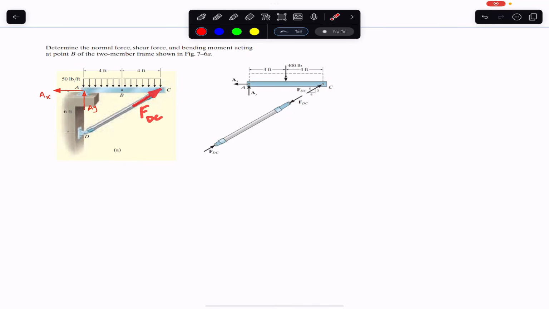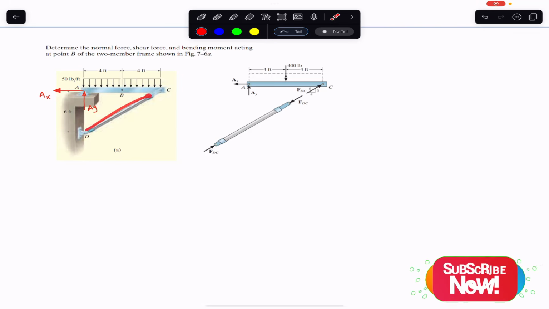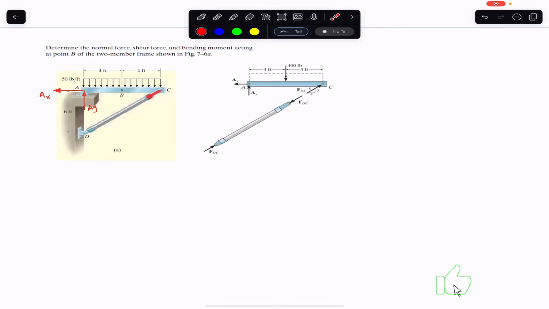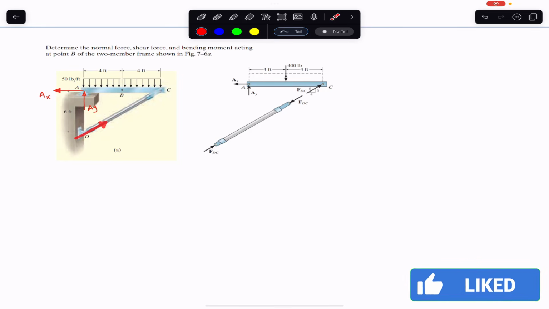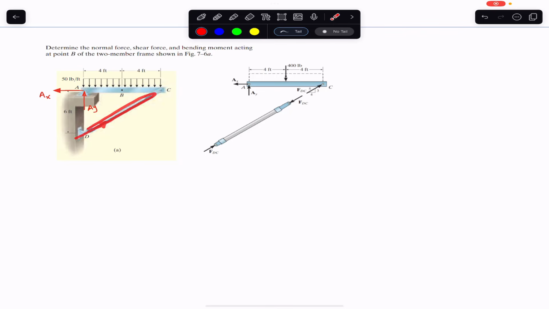So this is FDC, and as a reaction this AC member will apply the same force on this DC member but in the opposite direction. So that will be FDC. Both will have same magnitude but opposite direction. So this DC member will have that same force here at joint D as well, in this direction, and this DC member is in compression.